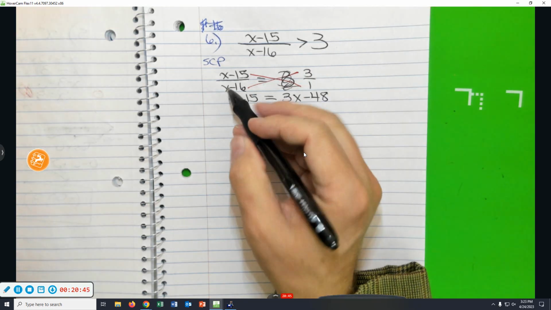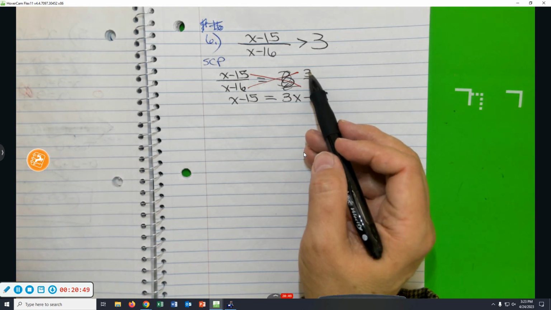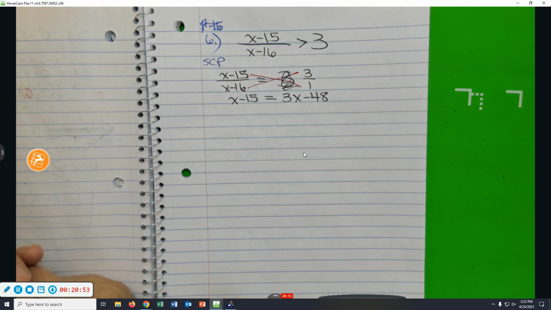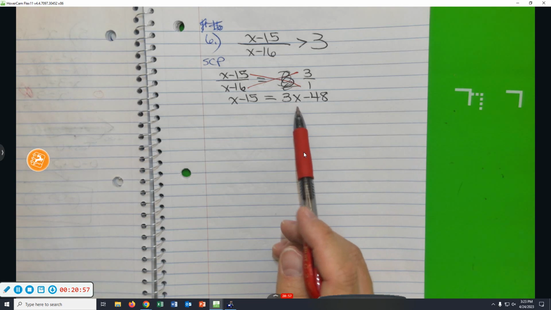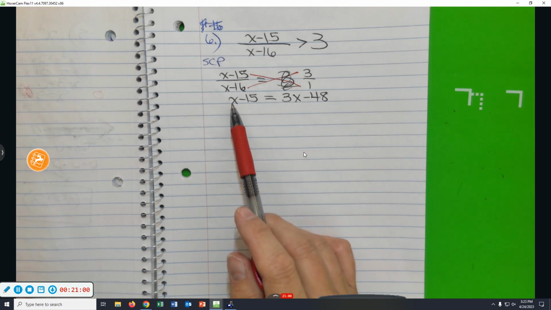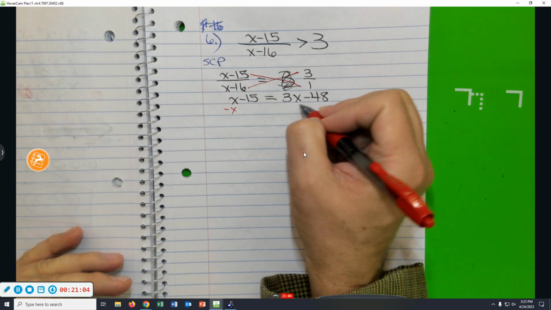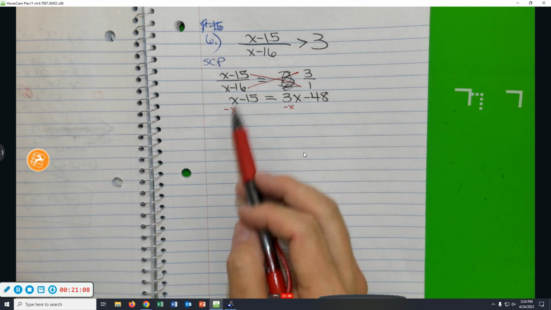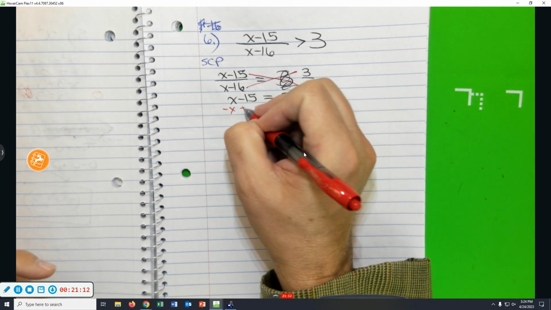You're distributing the 3. 3 times x is 3x. 3 times negative 16 is a minus 48. I think I'd get the x's over on this side, to try to decrease the negatives. So minus x from both sides. Plus 15, and move the 48 over by adding 48.